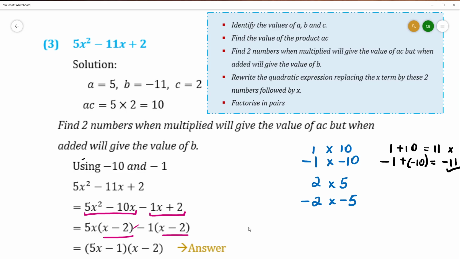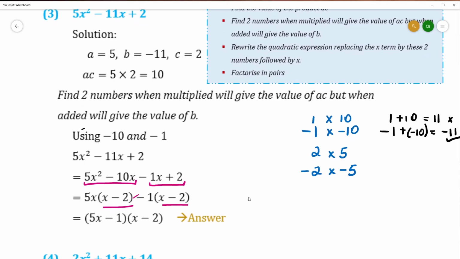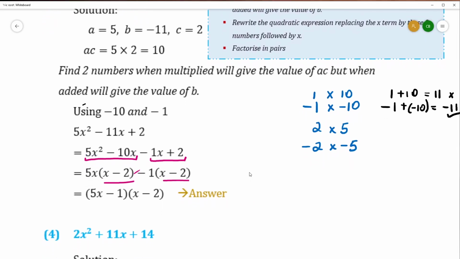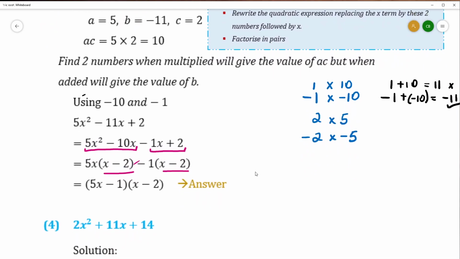Okay, so moving on to our last example for this video, we have example 4, 2x squared plus 11x plus 14. So again, if you would like to attempt a question before we do the solution, feel free to pause the video. If not, you can continue to look at the solution.